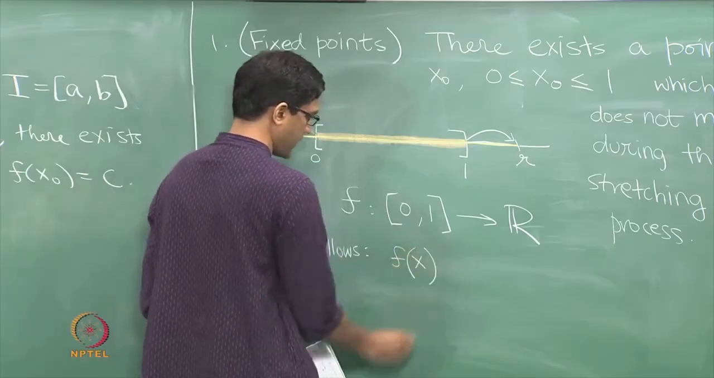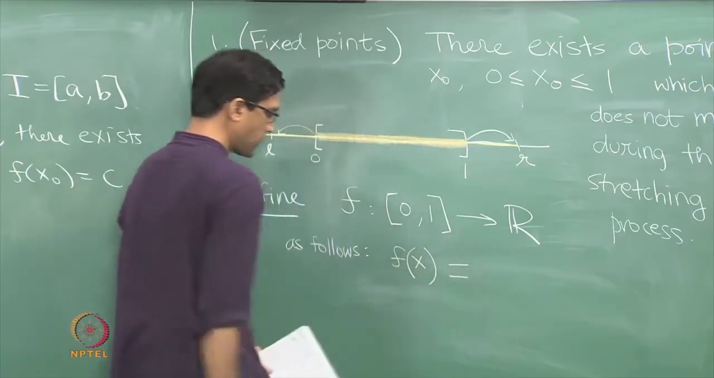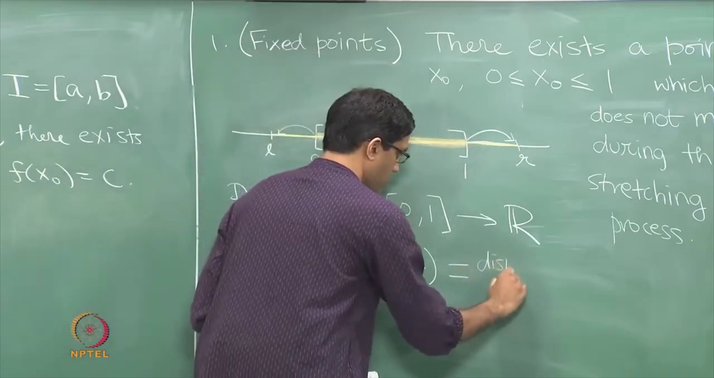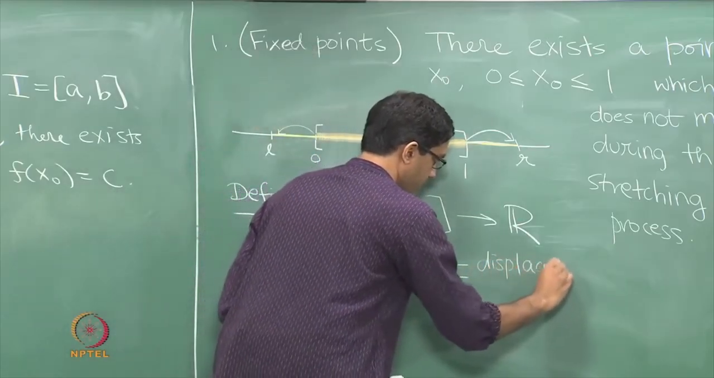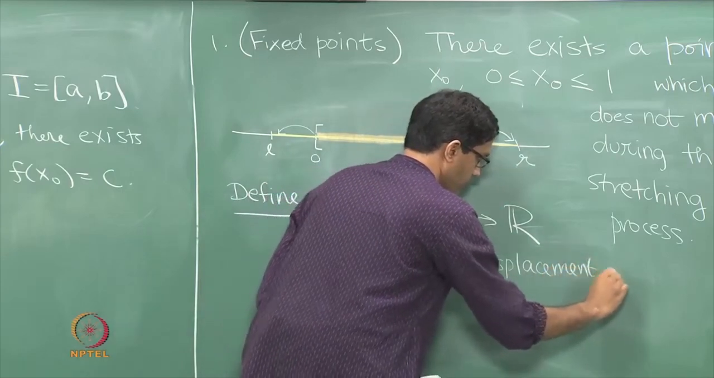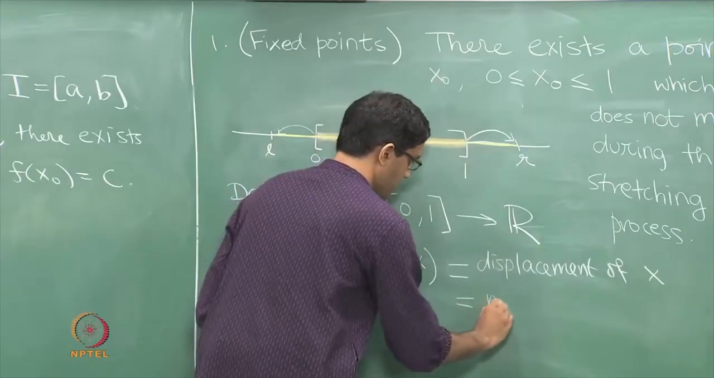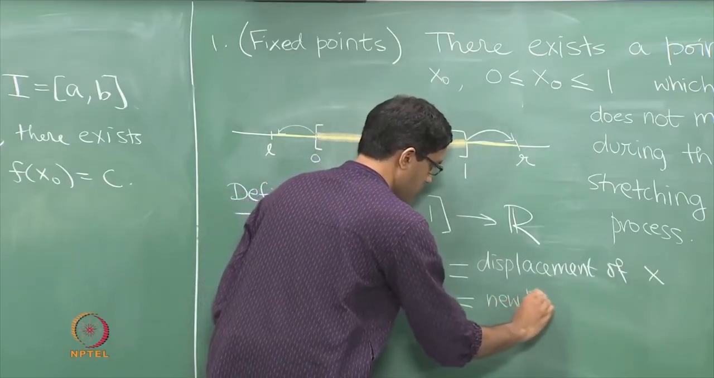And observe that L is a negative number because L of course is to the left of 0. R minus 1, since R is to the right of 1, R minus 1 is a strictly positive number. I don't care what they are, all I need to know is that L is negative and R minus 1 is positive. Okay? So let's imagine drawing the graph of this function f.